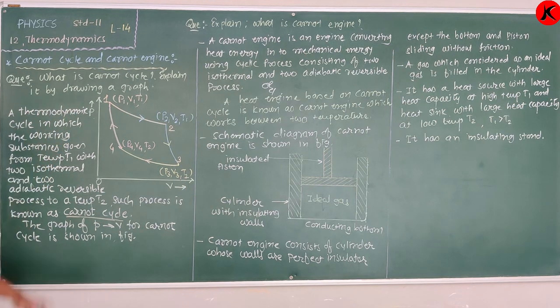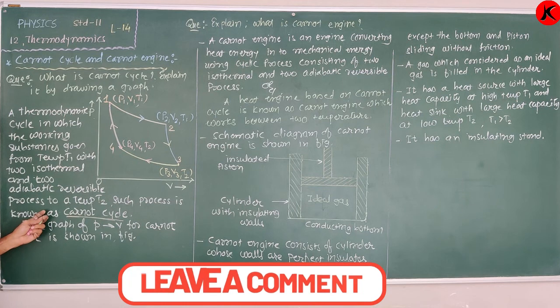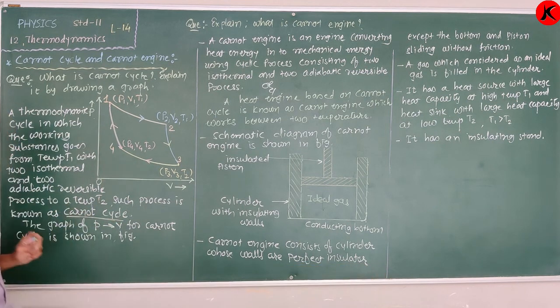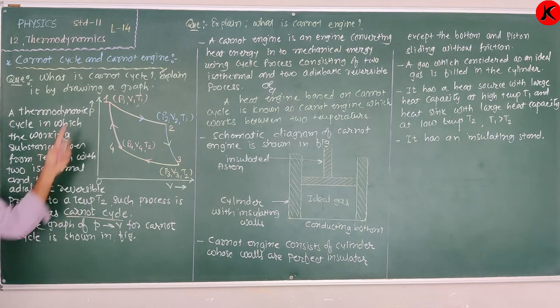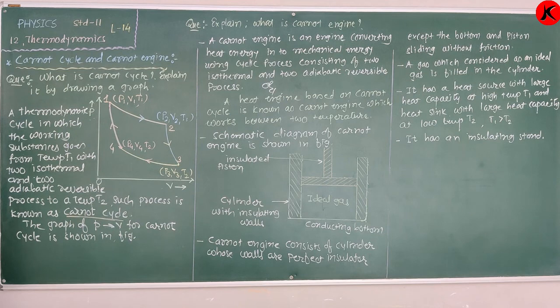Again, the definition of the Carnot cycle: a thermodynamic process in which a working substance goes from temperature T1 to the temperature T2 with 2 isothermal and 2 adiabatic reversible processes. Such a process is known as the Carnot cycle. The graph of pressure versus volume for the Carnot cycle is shown in the figure.